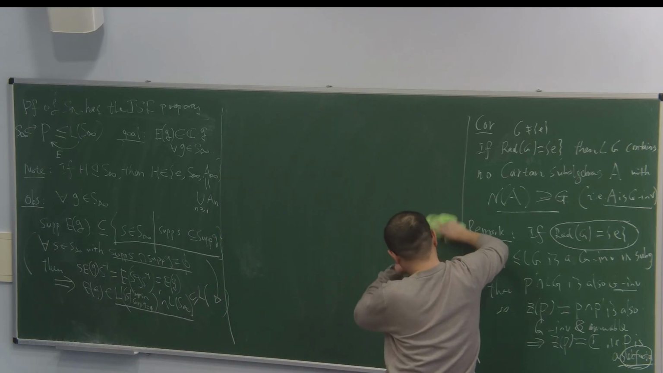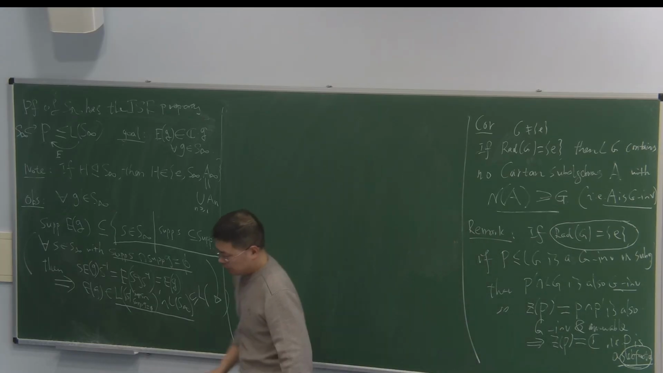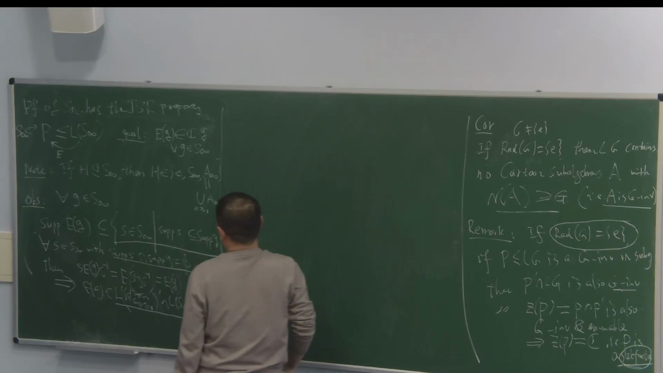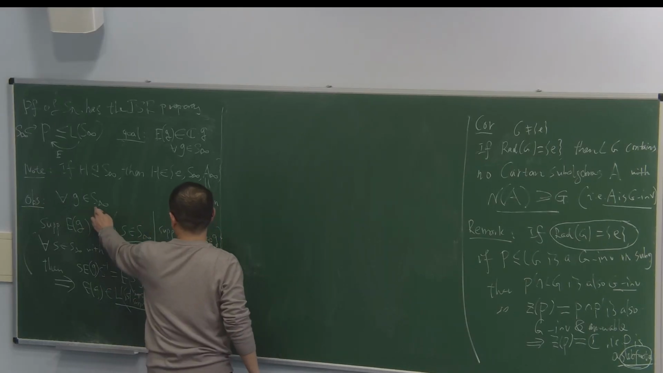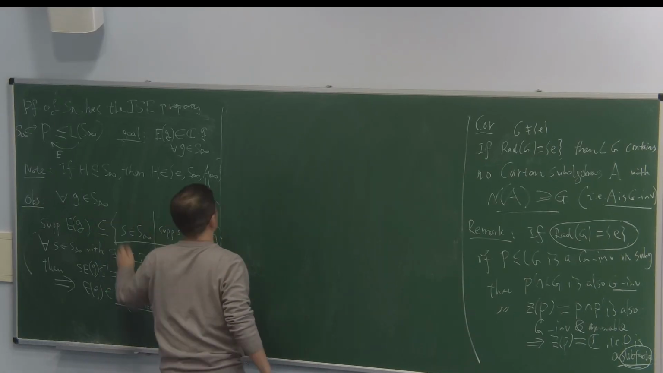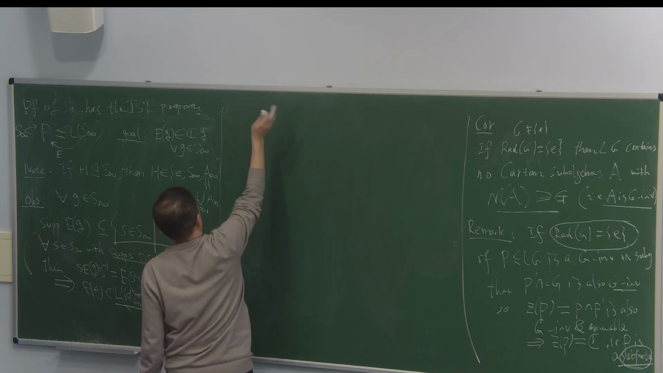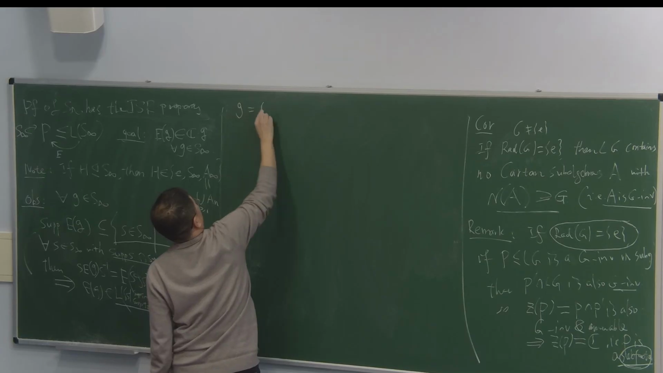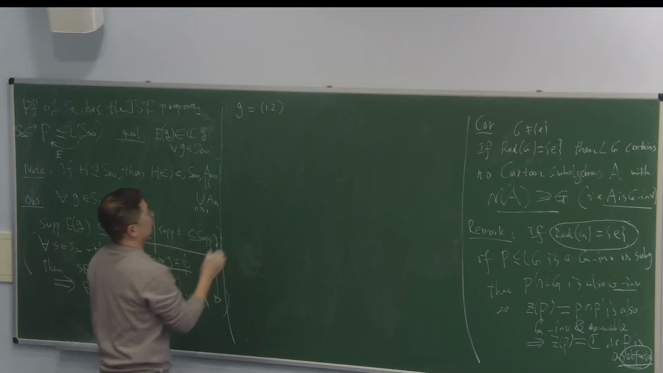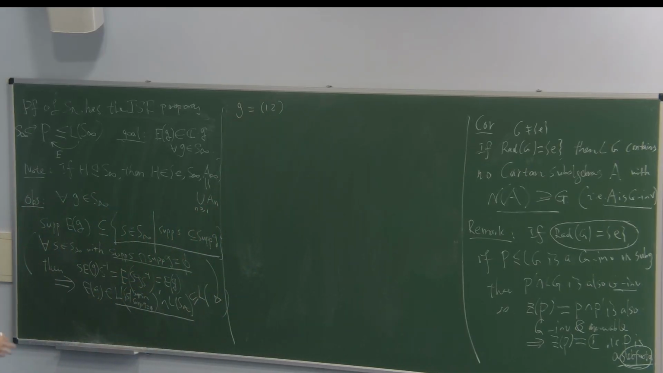And now let's try to compute. So we start with simple g in S infinity. Trivially it is okay, we don't need to care about that. Let's start with this transposition: you swap 1 and 2 and keep other positive integers fixed.